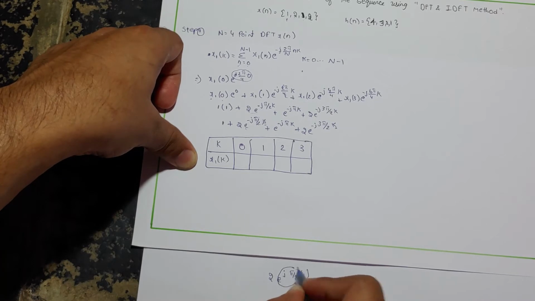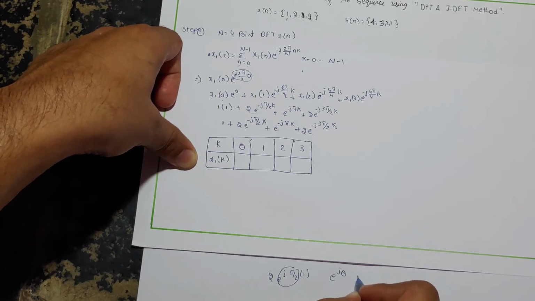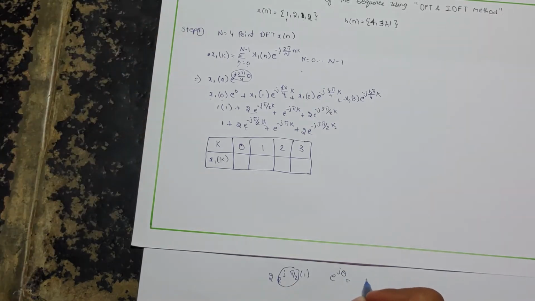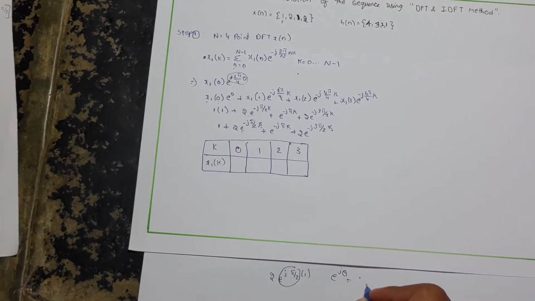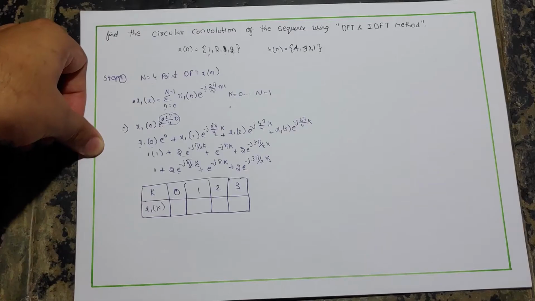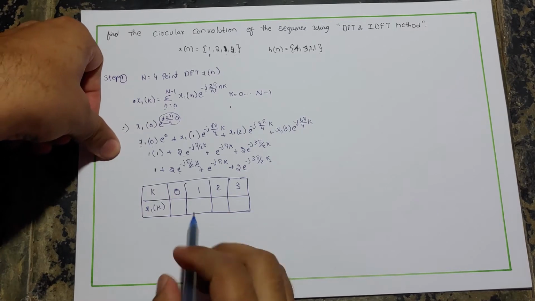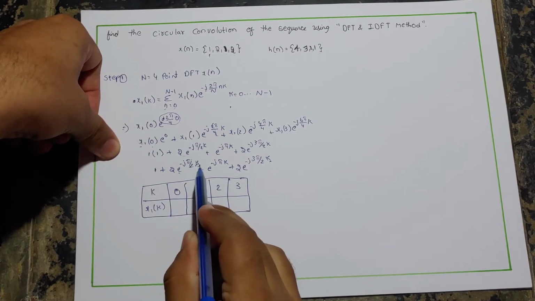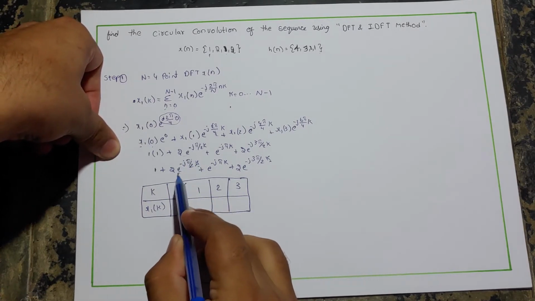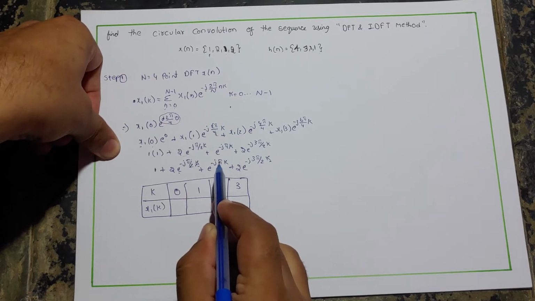Here this is in the form of e power of j theta. We know that e power of j theta is equal to cos theta plus j sin theta. Now as the k value is equal to 0 at present, all these terms will be equal to e power of 0, which will be equal to 1.